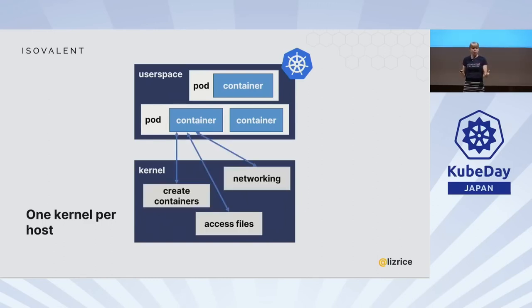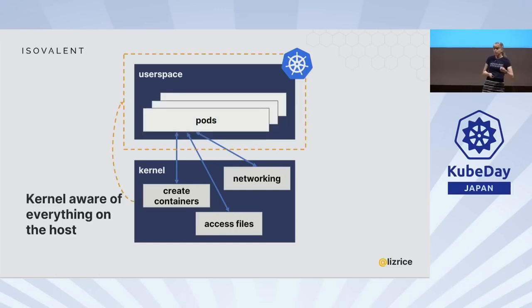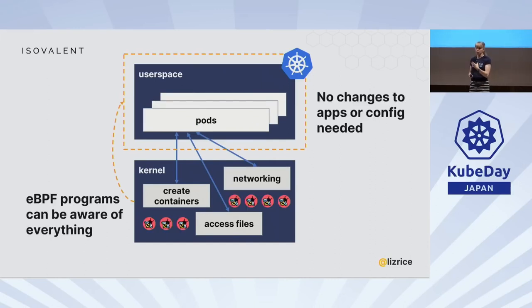As before, our applications, if they want to do anything interesting, like sending and receiving networking messages, reading and writing to a file, the kernel is going to be involved. So the kernel is aware and perhaps involved in everything that's happening on that host. And if we attach eBPF programs to the right events on the host, we can build tooling that is aware of all of those applications running in all of our pods on that host. We only have to instrument the host. We don't have to instrument every single pod.